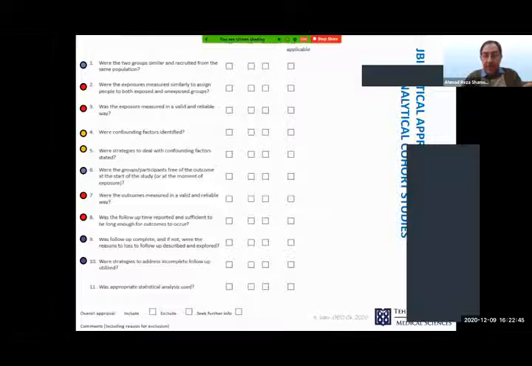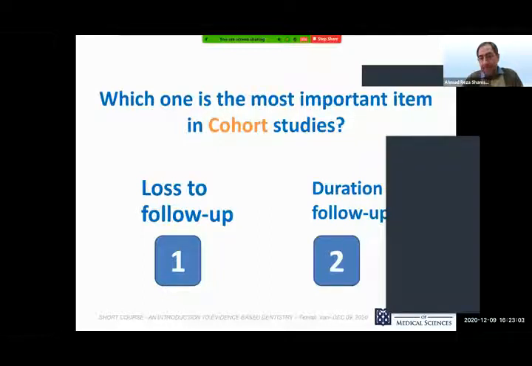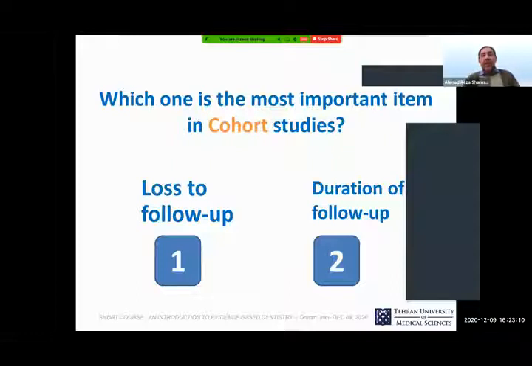Okay, the last question. Which one is the most important item in cohort studies? Loss to follow up or duration of follow up? Great. Again, both of them are important, and the loss to follow up is more important. Yeah. Thank you very much.